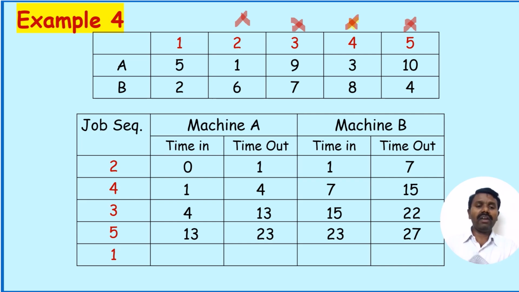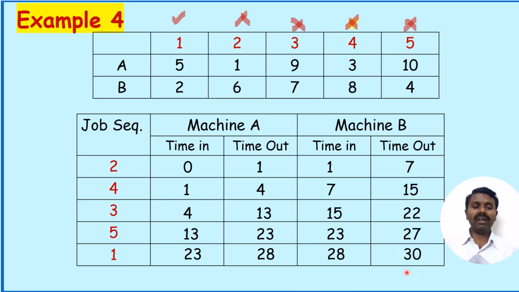Then we will finally start order 1. Order 1 will start after 23 minutes. Then it will be engaged for 5 minutes, so 23 plus 5, 28. Then job 5 is already over by 27 minutes, so here machine B can comfortably be used for order 1, and it will take 2 minutes to complete. So finally the total job will be completed within 30 minutes.